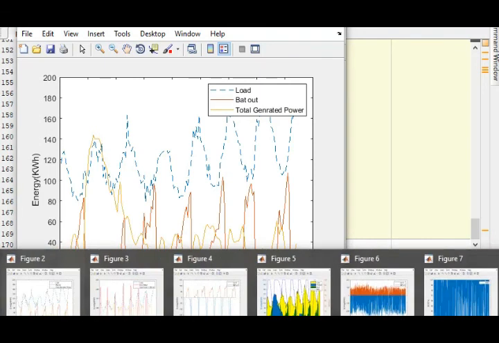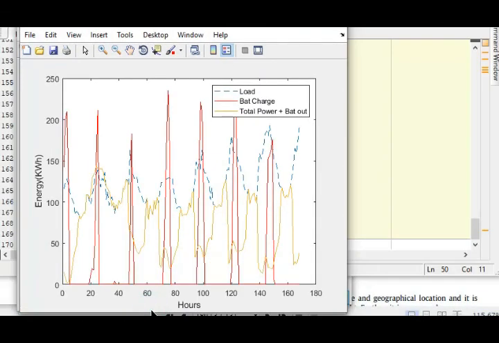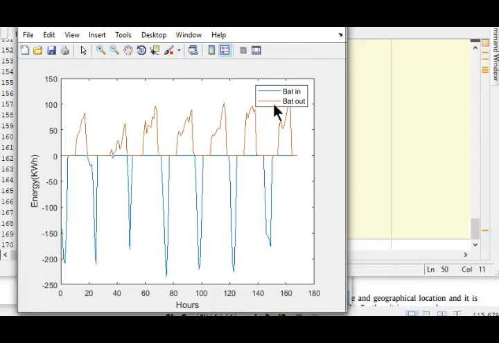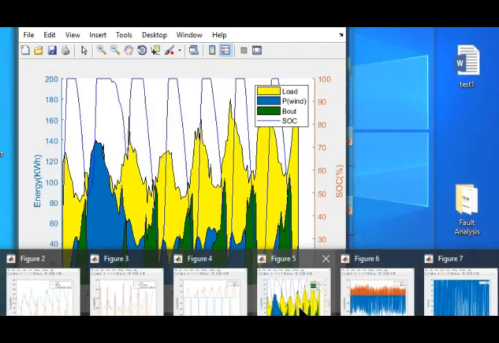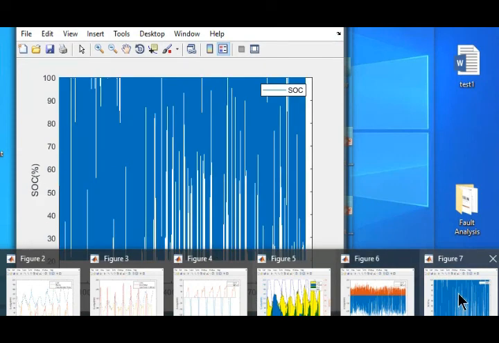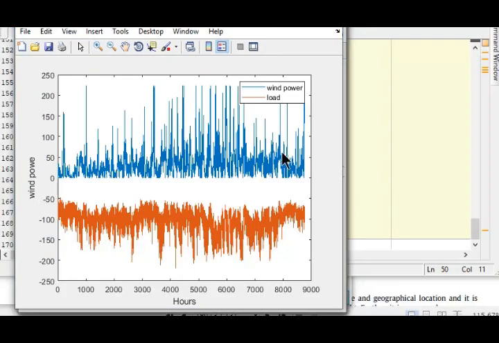So the next one, the load, battery charging, and the total power generated, and battery discharge, and battery charging and discharging, and some other plots, the wind and load, etcetera.